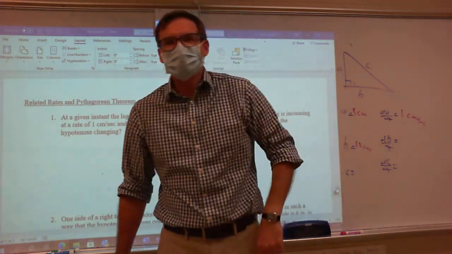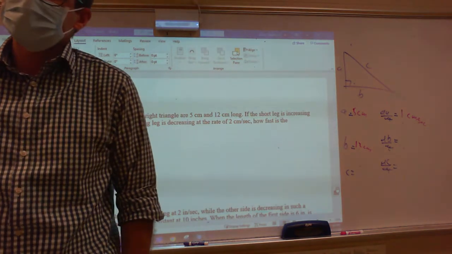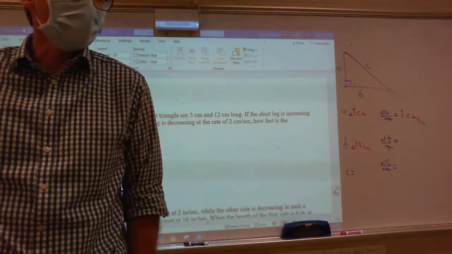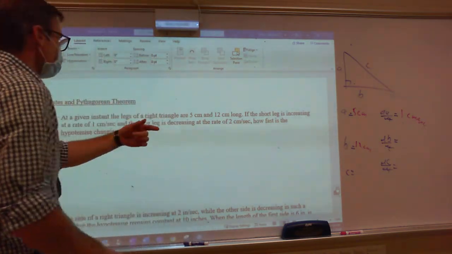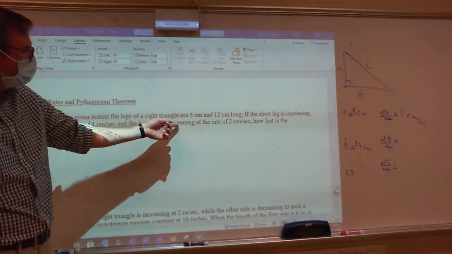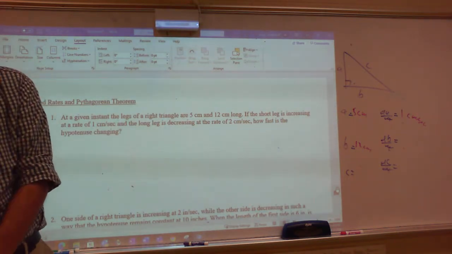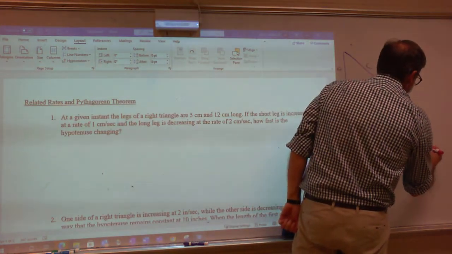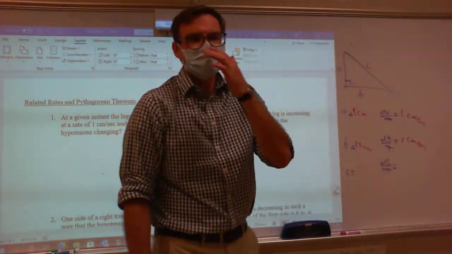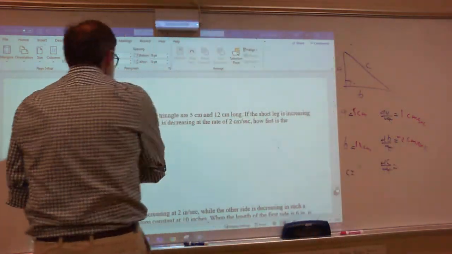Is it positive or negative? Positive. Why? Because it's getting bigger, right? If it were getting smaller, it would be negative. So next up, it says, and the long leg is decreasing at a rate of 2 centimeters per second. So where's that going to go? dB dt, so that's going to give us 2 centimeters per second. Is it positive or negative? Negative. It's negative. How fast is the hypotenuse changing?